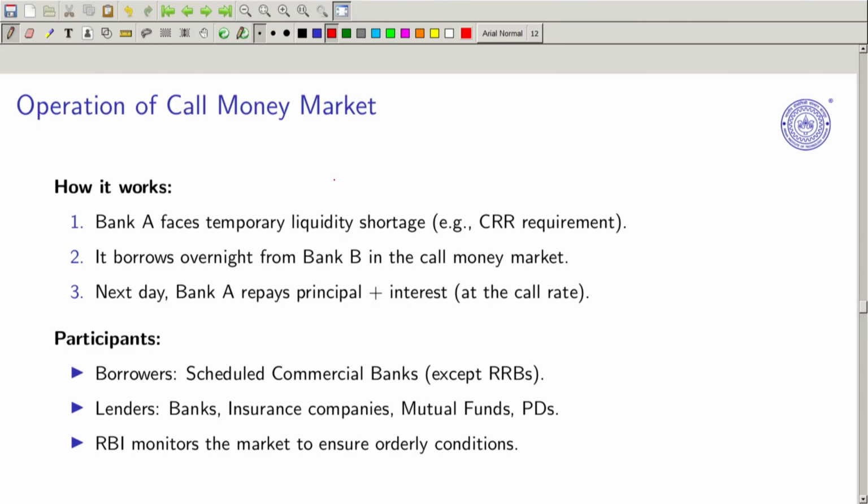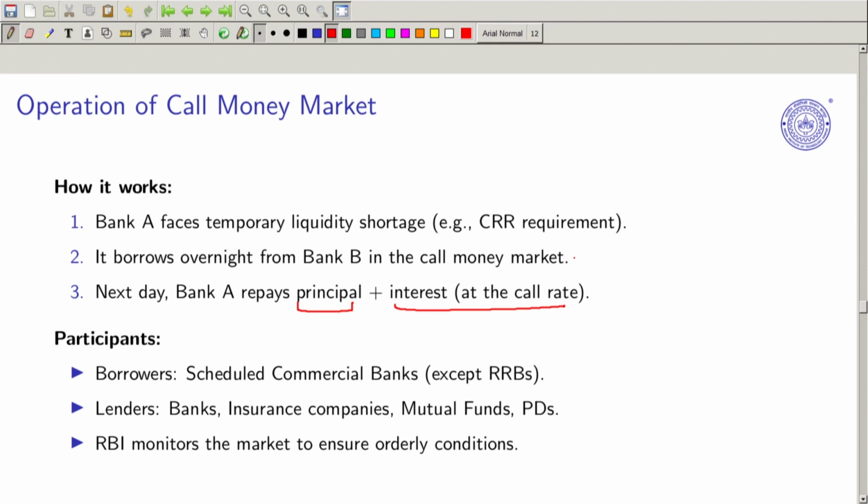So this is the operation of the call money market, how it works. Bank A faces temporary liquidity shortage. It borrows overnight from bank B in the call money market, and next day bank A pays what? Principal, how much it borrowed, plus the interest at the call rate. Normally repo plus some rate, 0.5 or something, is being added.